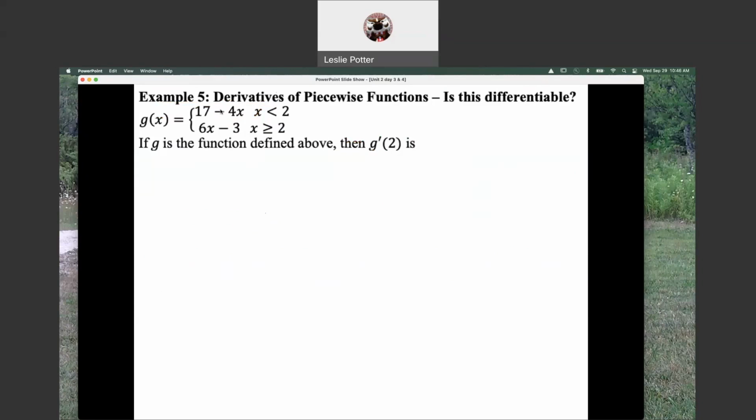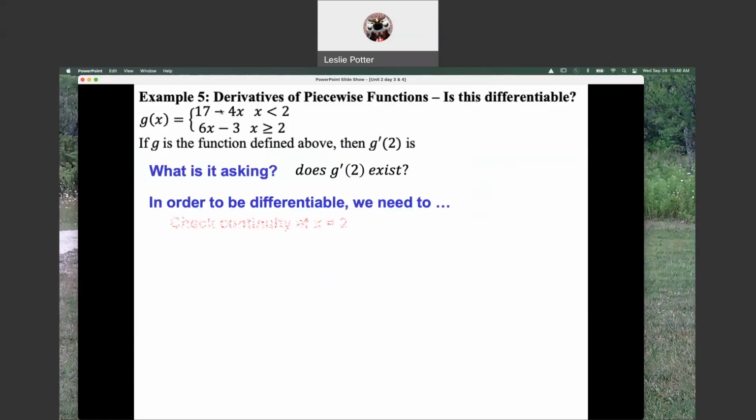If this is differentiable, then we know that we have to check two things. We have to make sure it's continuous, and we have to make sure the derivatives match. So it's nice and smooth. So we're going to see if it's continuous. How do we find if it's continuous? We throw in 2. If I throw 2 in the top and 2 in the bottom, do I get the same number? What is that number?